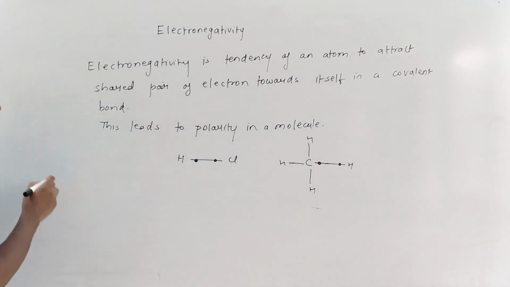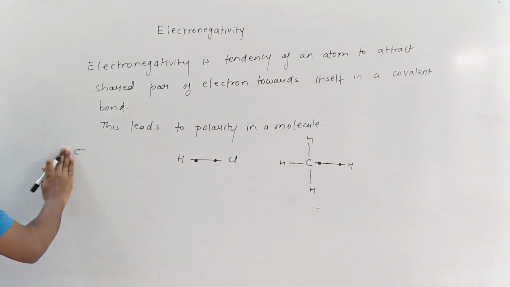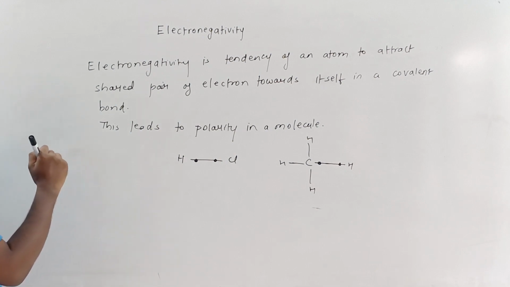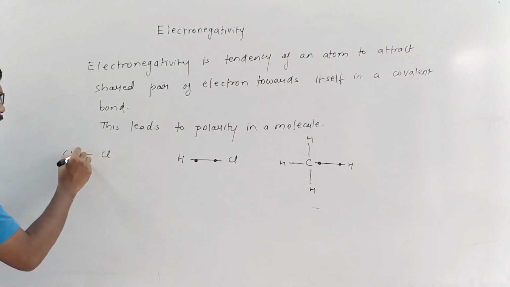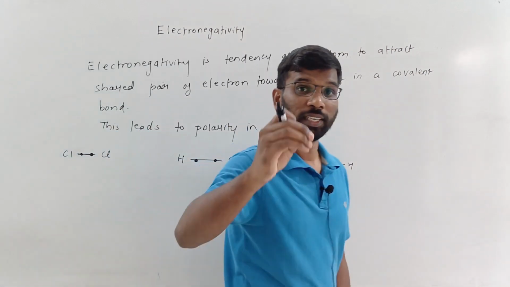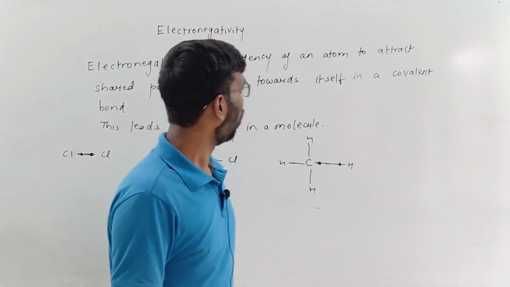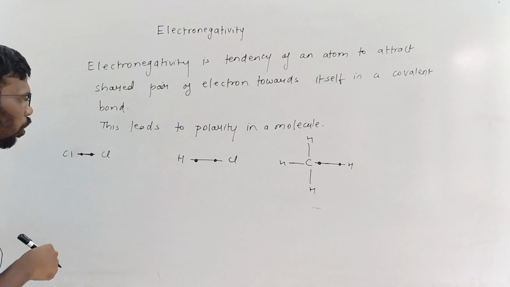We'll take one more molecule as an example, chlorine and chlorine, right? So this leads to polarity in a molecule. This is an application of electronegativity. So what does it mean that this leads to polarity in a molecule?